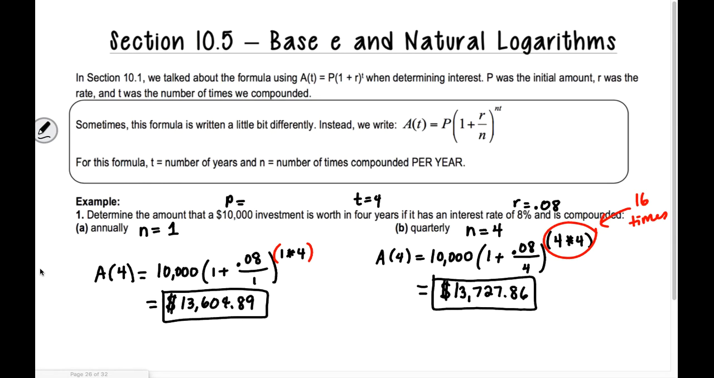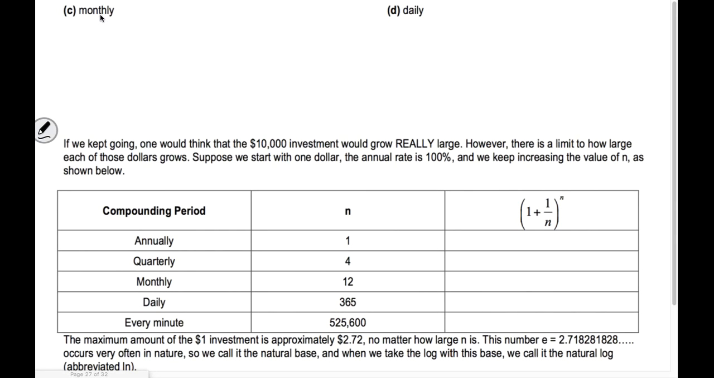All right, does this make sense? They're pretty close. They're not going to be like really, really different, okay? But you would think the more times you're compounding each year, the better. So let's see. If I do monthly and daily, how does that affect it? So monthly means our amount after 4 years is going to be our $10,000, 1 plus the 0.08, divided by what now? 12, because it's monthly, raised to the 4 times 12.